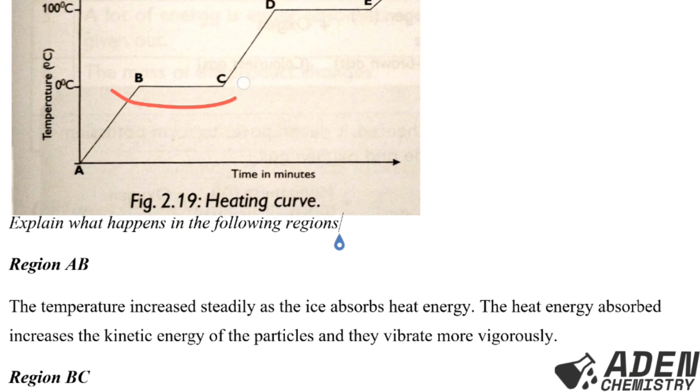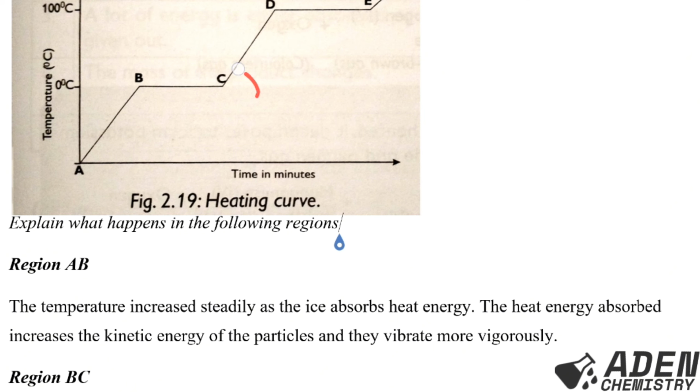Before we go to BC, learners, you are supposed to know that you can explain CD on your own. Let me give you the reason. If you know how to explain what happens in region AB, you also know what happened in region CD. As you can see, in the two regions, the temperature increases steadily. So when we get to C and D, we will just explain C and D using A and B. So let's go to B and C.